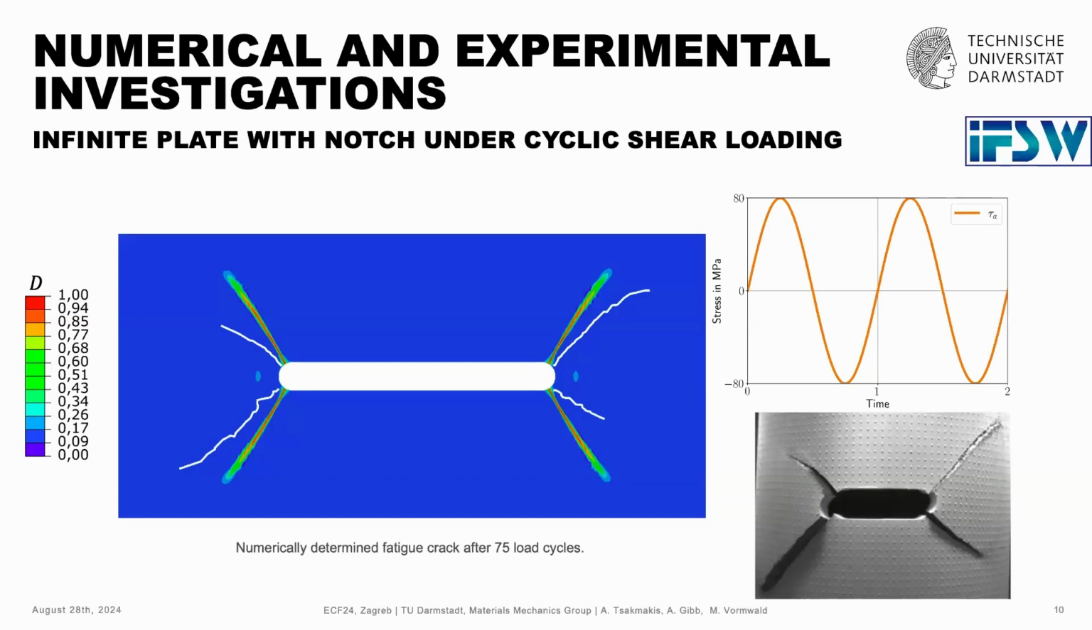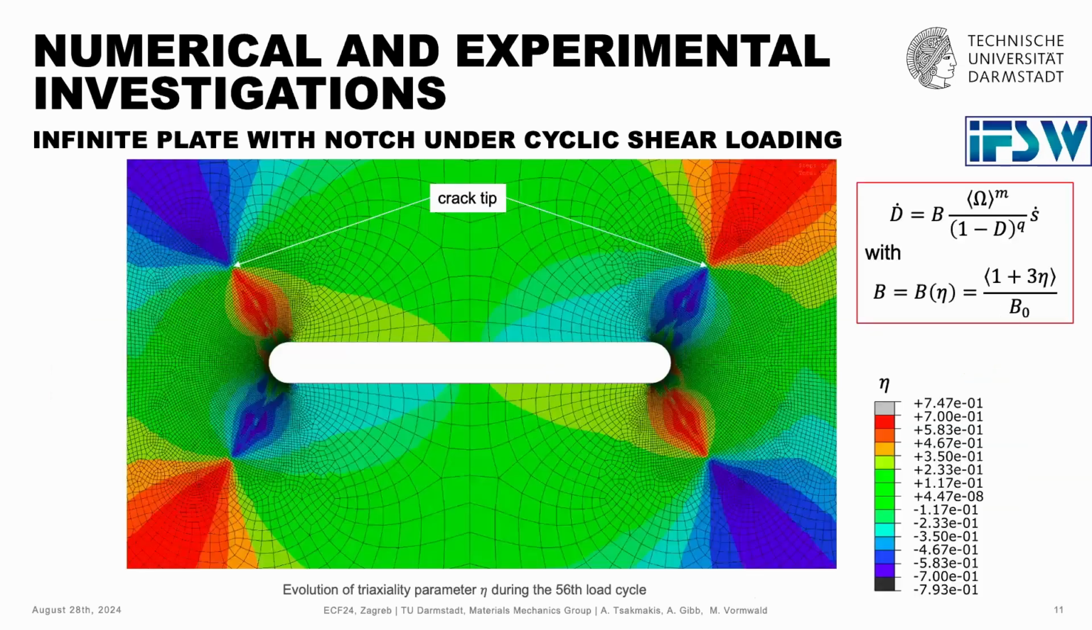The next example I want to talk about is a pure cyclic shear stress applied. And in this case, we can see that in the corresponding experiment, 4 cracks emanated within this specimen, which is also captured with our model. Of course, there are some differences, but generally speaking, we get a similar behavior. And what I want to address here is the influence of this triaxiality function. So what we can see here is the evolution of the triaxiality within one arbitrarily chosen load cycle.